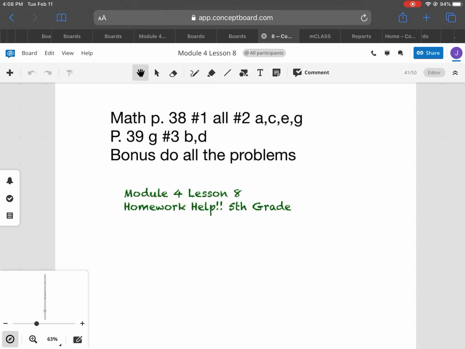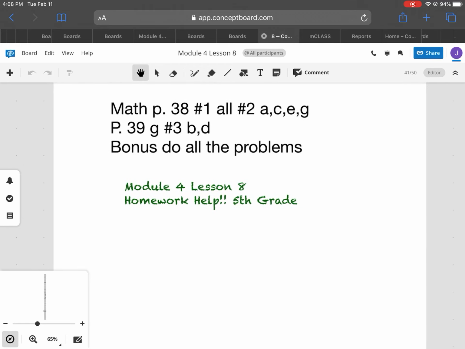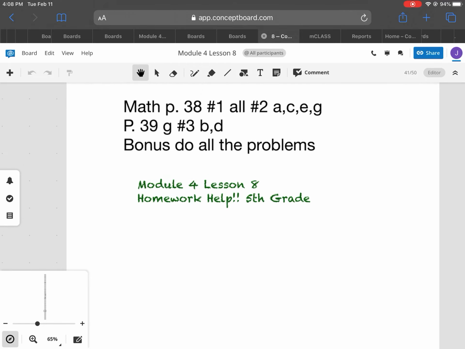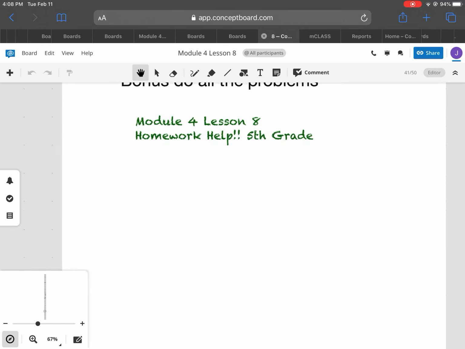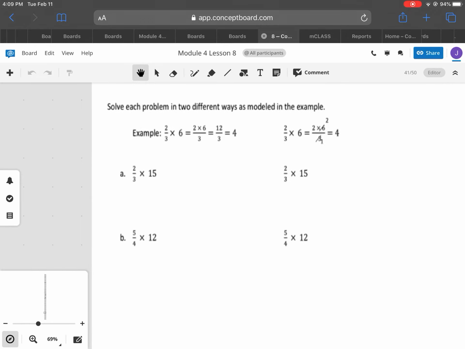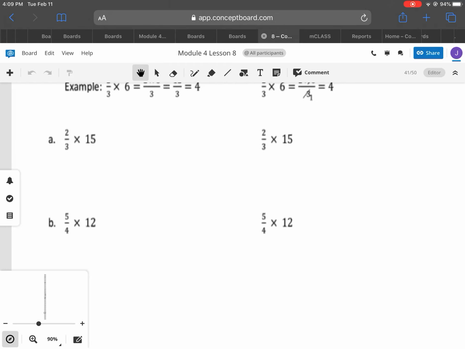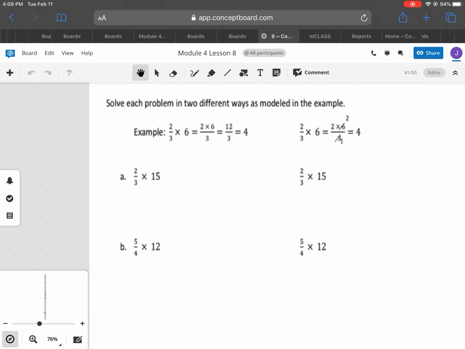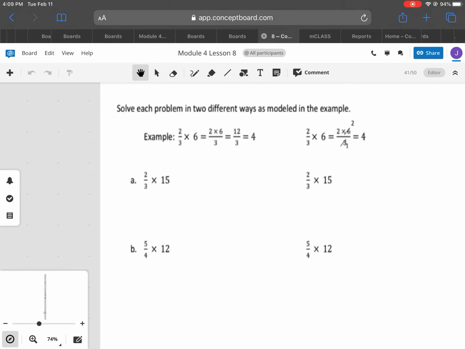This is Module 4, Lesson 8, Homework Help, 5th grade. There's a homework. Do all the problems. Because all the problems are going to be done for a bonus, I'm not going to do any of those problems. I have these other problems to show you, and I will do a couple similar problems to some of these. All right, so we'll start off with two ways. You have to solve in two different ways.